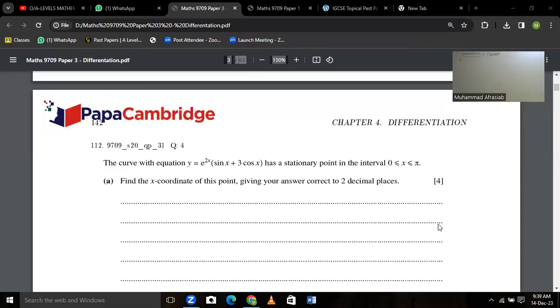It is question number 1. The curve with the equation y equal to e to the power 2x into sine of x plus 3 cos of x has a stationary point in the interval where x lies between 0 to pi. Find the x coordinate of this point, giving your answer correct to two decimal places.